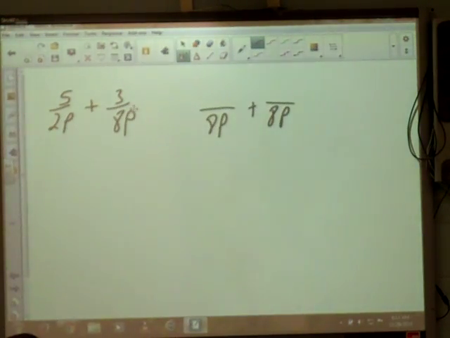Okay, 2p times what would get me the 8p? 4, so I've got to multiply the top by 4. That's a 20. This one already had an 8p, so don't change the 3. That's just 23 over 8p.